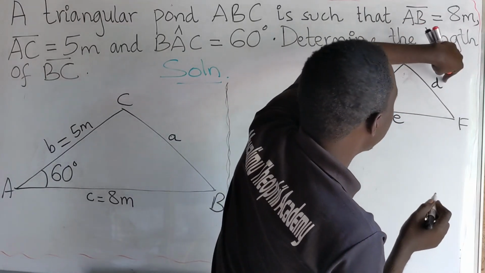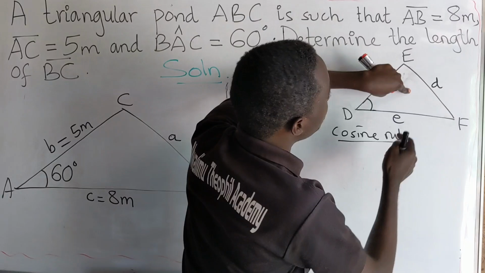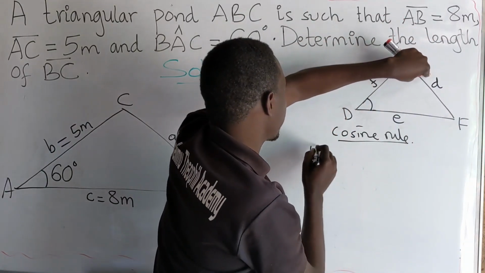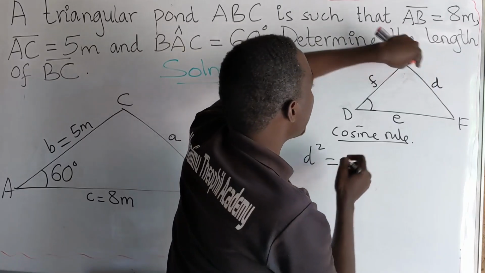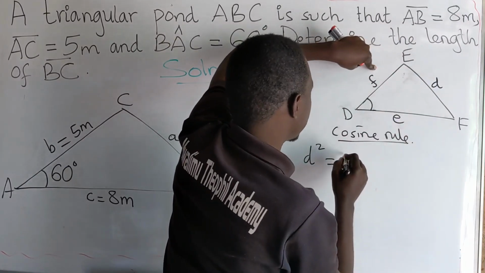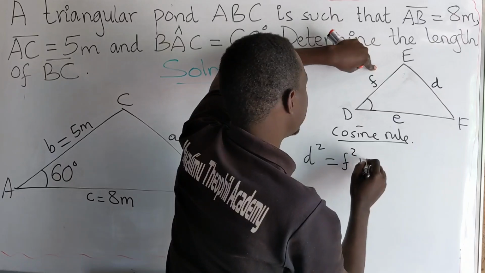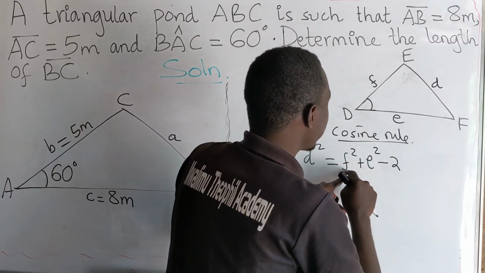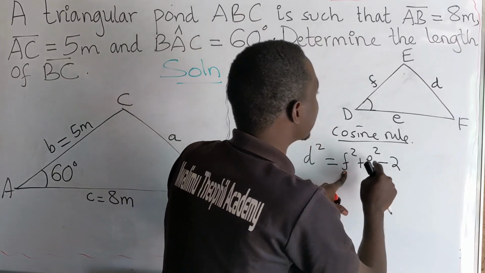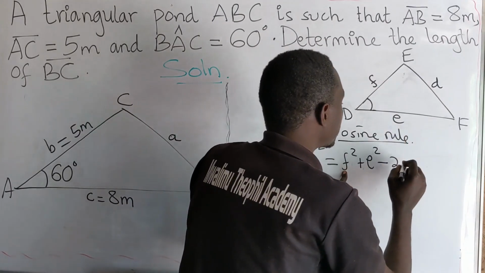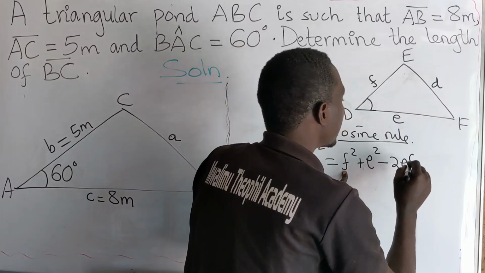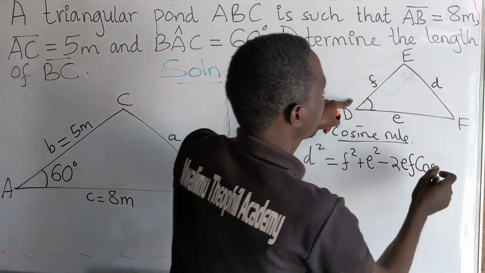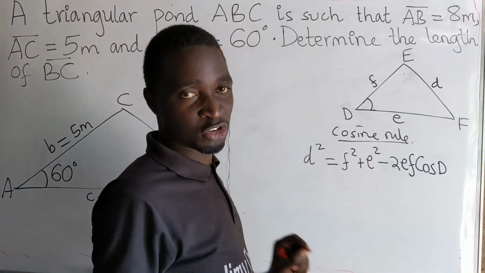So to get this unknown side, according to the cosine rule, we say that the unknown side we are looking for squared, which is d squared, becomes equal to the sum of the squares of the two known sides, f squared plus e squared. We subtract 2 times the side lengths f and e, meaning the two already known side lengths, times cosine of that included angle, which is angle D. Now this is the way we apply the cosine rule.